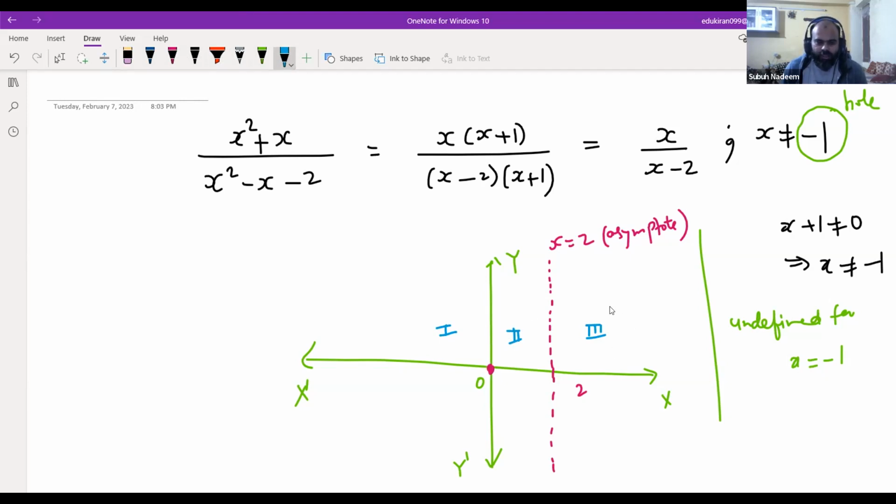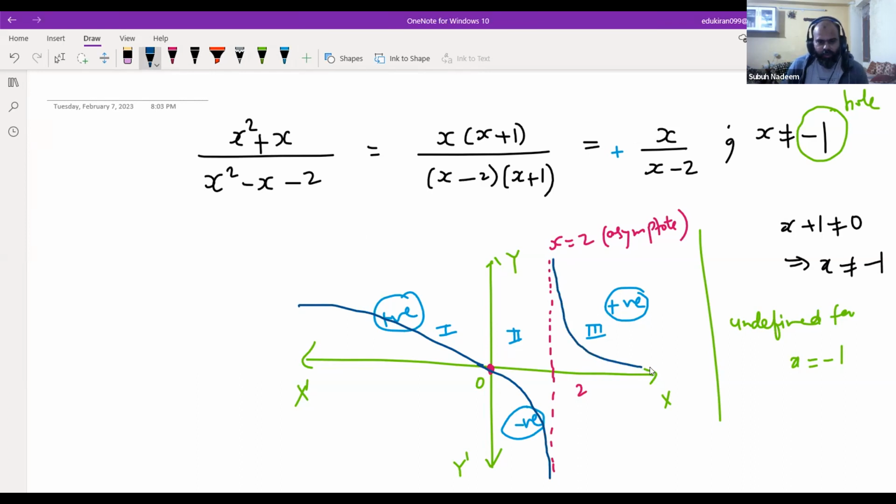Now, when you take the third region, it will be positive because there is a plus sign outside. Then it will be negative. Then it will be positive. Now, if you want to draw this, since it is negative, it is coming from minus infinity, because it is an asymptote also, and going in like this. Yes, sir. And since this is plus infinity, it will go like this.